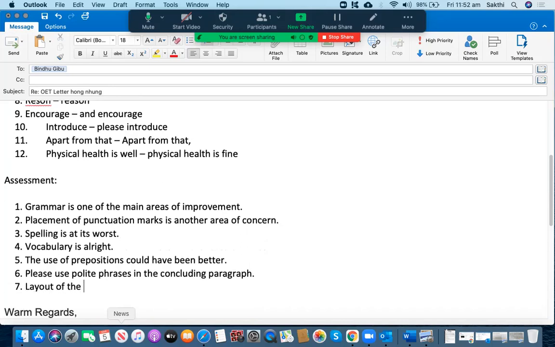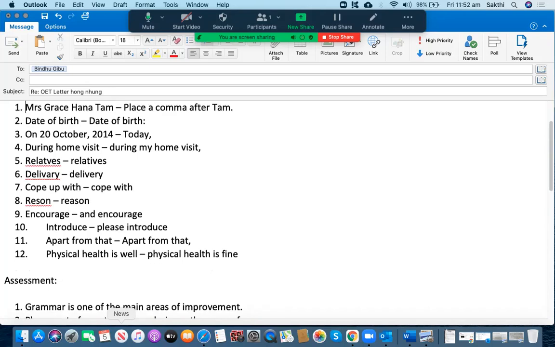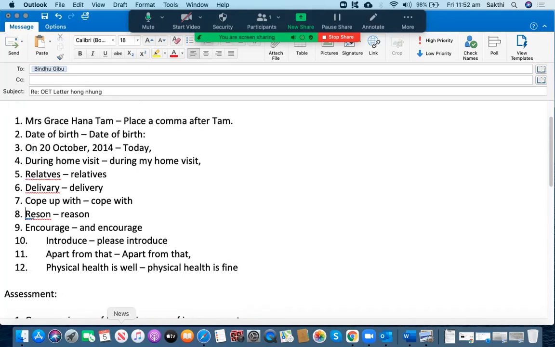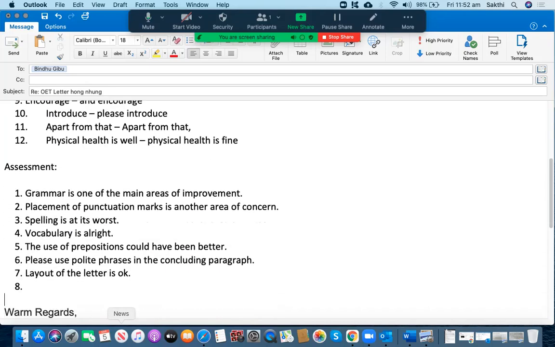Layout of the letter is okay. What else? I think the use of nouns and verbs is fine as well. There are no major grammar mistakes. So that's fine. But you need to use selection of words, like correct words. Use of nouns and verbs is fine. I'm happy with that.